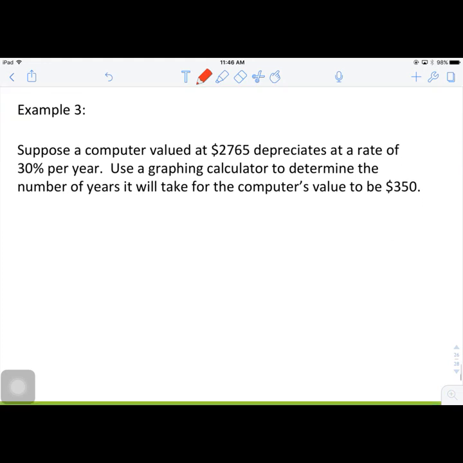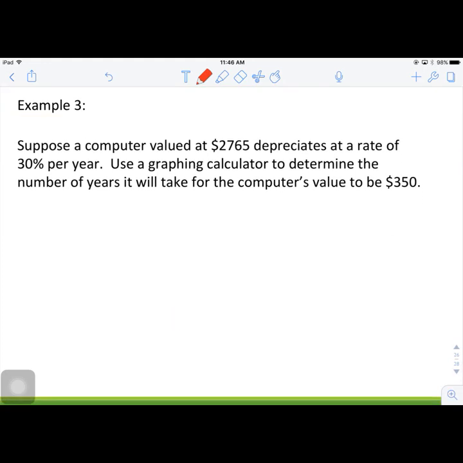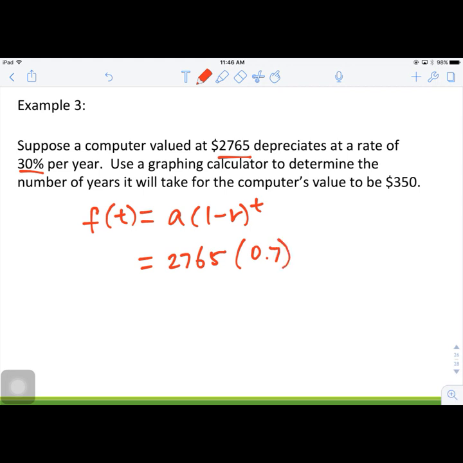Next problem, we're going to take a look at the computer value. Supposedly, the computer value of $2,765 depreciates at a rate of 30%, so that's a big loss for computer equipment. Use a graphing calculator to determine the number of years it will take for the computer's value to be $350. So let's begin by writing f of t using the same model, a times 1 minus r to the t. Initial value is 2765 times 0.7 to the t power.